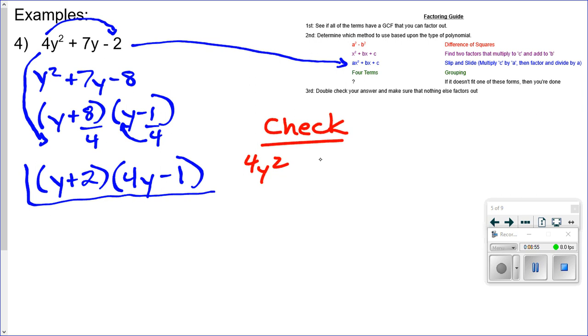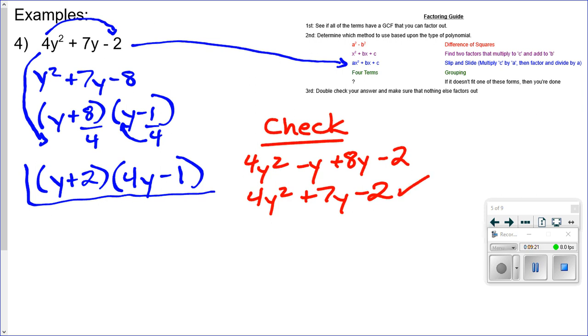Rewrite that. So minus y. And then inner or inside, you have 2 times 4y, so that's plus 8y. And then last, 2 times negative 1 gives me negative 2. All right, so let's combine like terms here. You get 4y squared plus 7y minus 2, which is what we started with in the beginning, so we know we got the correct answer. So don't forget, you can always do that, especially if you have a test. You want to double check your answers, you got extra time, go back and FOIL them and check them.